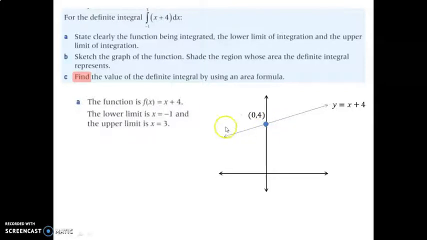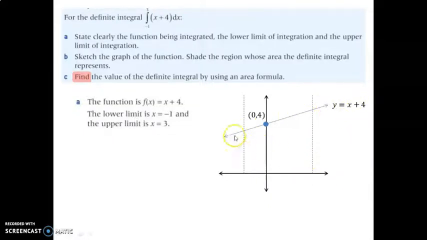Now, we want to find the area between the lower limit of negative 1 and 3. So why don't we put two vertical lines, one at x equals negative 1, one at x equals 3, and that's where we're going to find this area in here. The next thing we need to find the area is the coordinates of these 2 points, because if we don't know those two corners, we won't know how long these bases are, for example. So how do we find those 2 points?